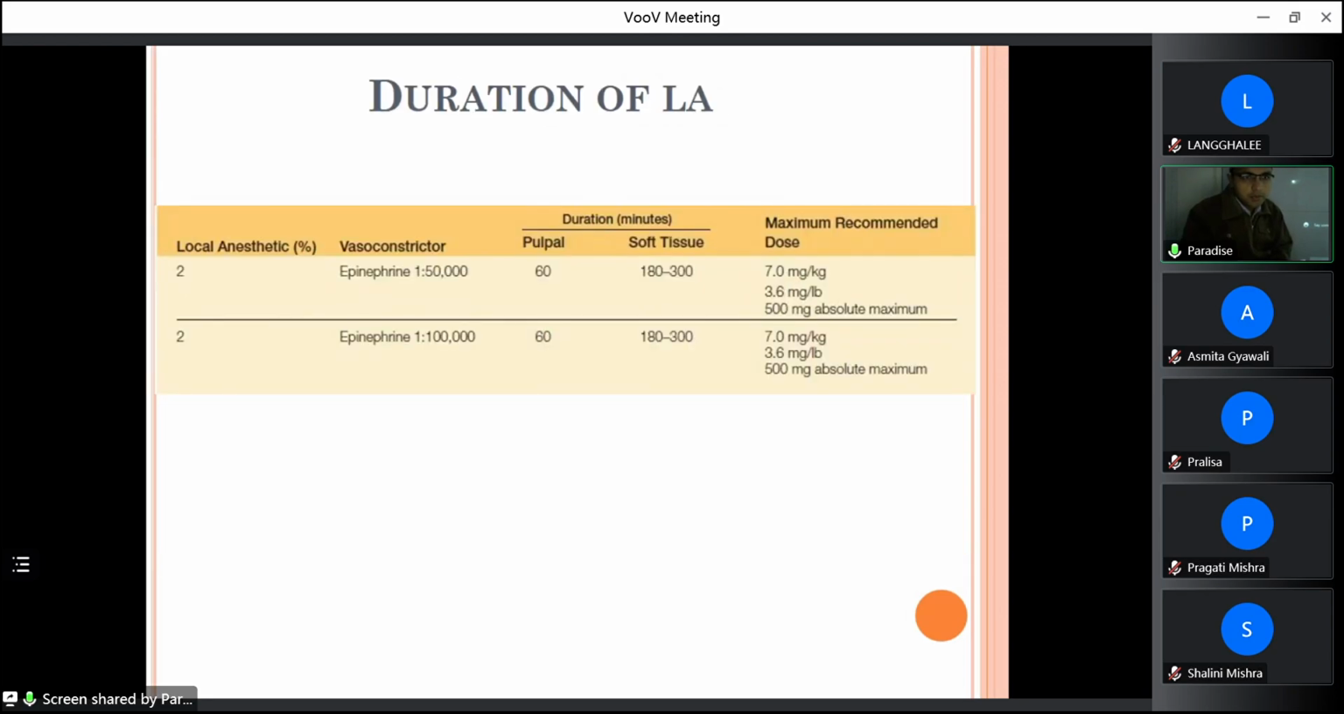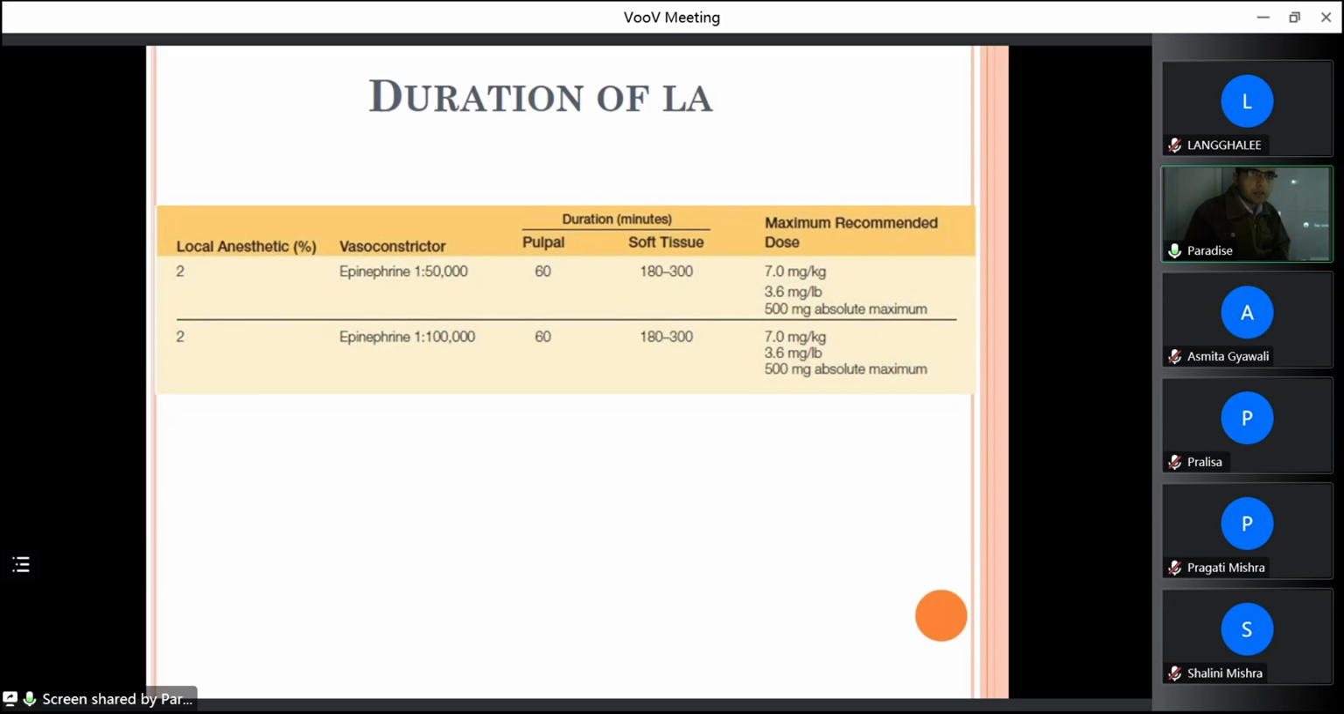Duration of local anesthesia. Whether the concentration of adrenaline is 1:50,000 or 1:1 lakh, it doesn't matter. Duration of anesthesia remains the same. That's why it is said that always try to use anesthesia which is more dilute. So it's always better to use lignocaine with adrenaline at a concentration of 1:2 lakh, because even if you use the vasoconstrictor at 1:50,000, the duration of action doesn't change. In pulp tissue, it works for 60 minutes, and in soft tissue, it works for 3 to 5 hours, 180 to 300 minutes.